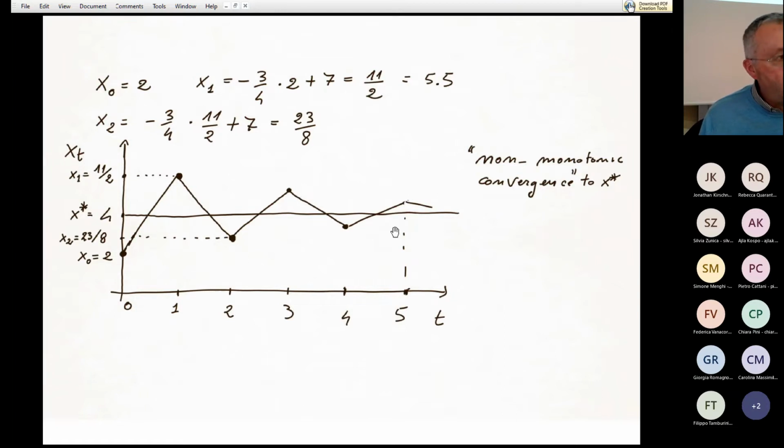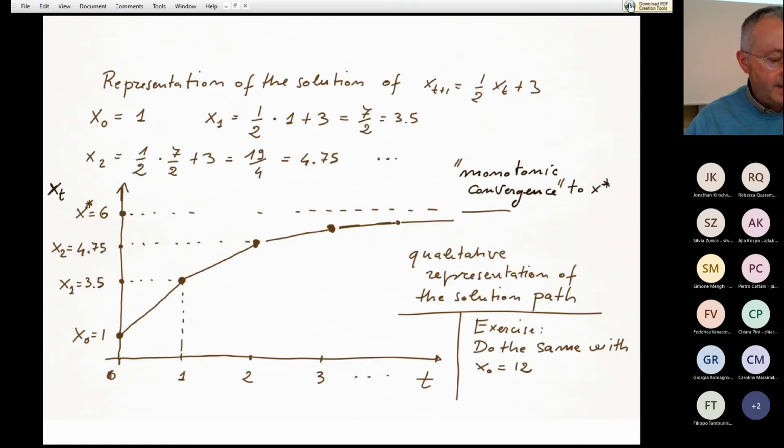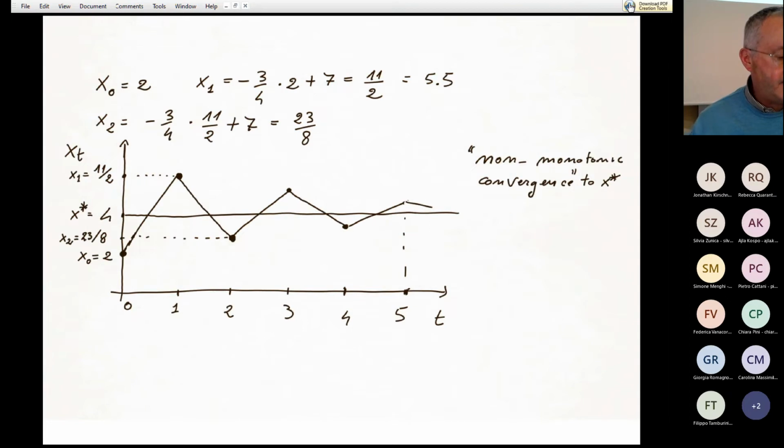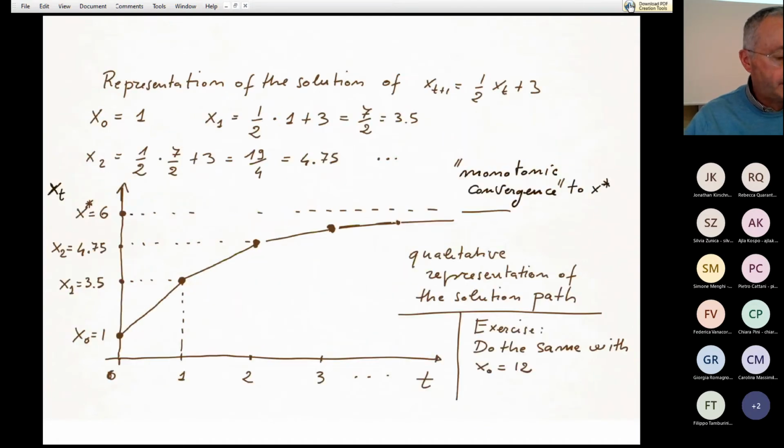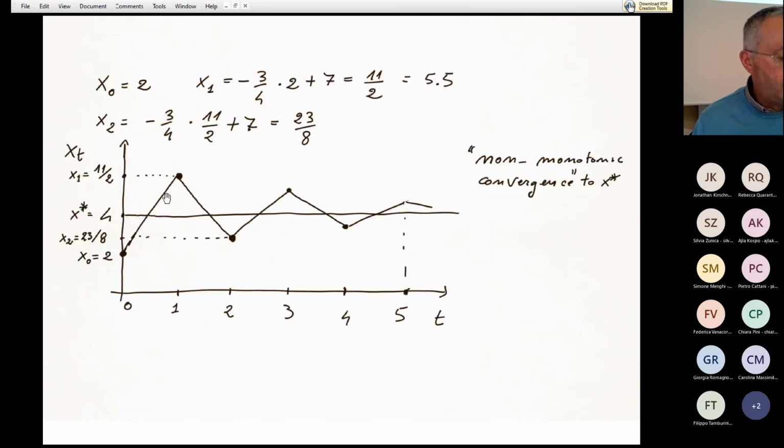However, the size of the jumps decreases exponentially over time. The size of the deviation from the steady state decreases exponentially over time. So you see something like this. In the long run we have a steady state in both cases, but there is a big difference in the transitory behavior. Here what happens is a monotonic convergence. What happens here is a non-monotonic convergence.